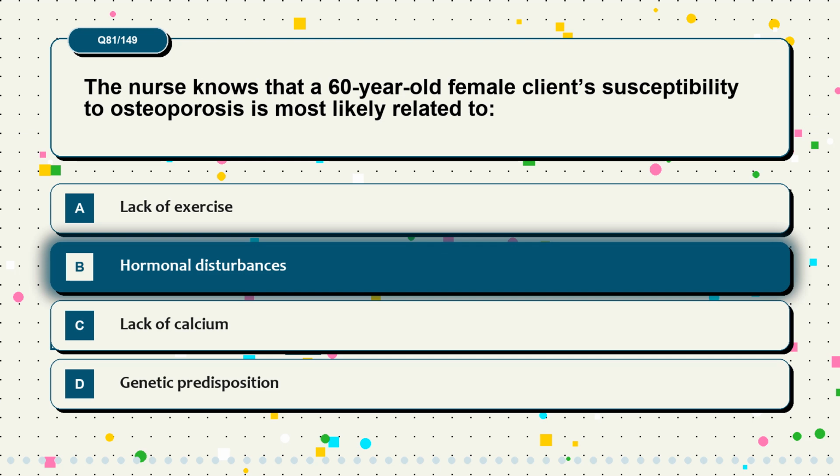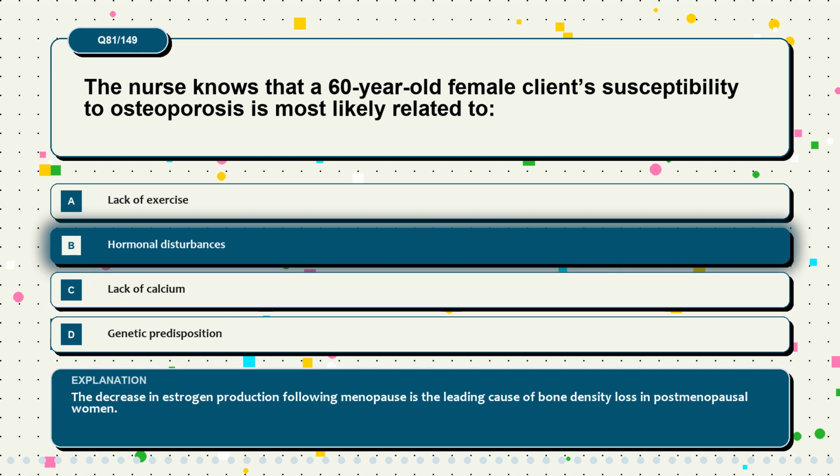The correct answer is option B. Hormonal disturbances. The decrease in estrogen production following menopause is the leading cause of bone density loss in postmenopausal women.